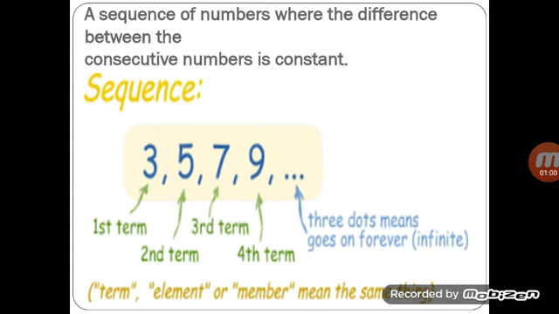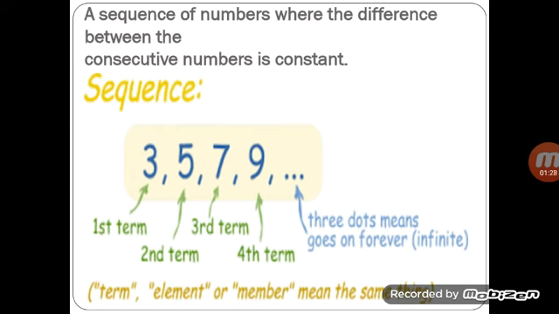A sequence of numbers where the difference between consecutive numbers is constant is called an arithmetic sequence. You can see the example sequence is 3, 5, 7 and 9. The first term is 3, the second term is 5, the third term is 7, the fourth term is 9. And the three dots show that this sequence is ongoing. It could have an infinite number of values if you follow the pattern.